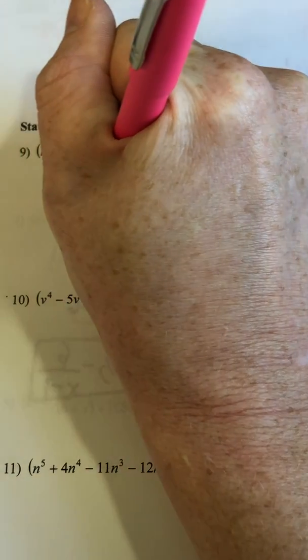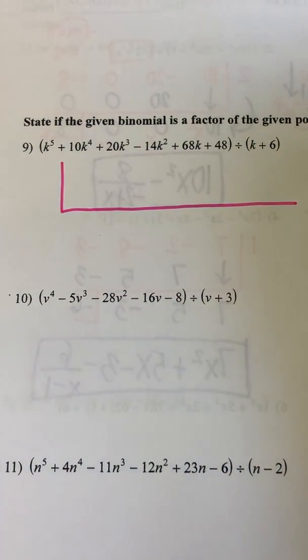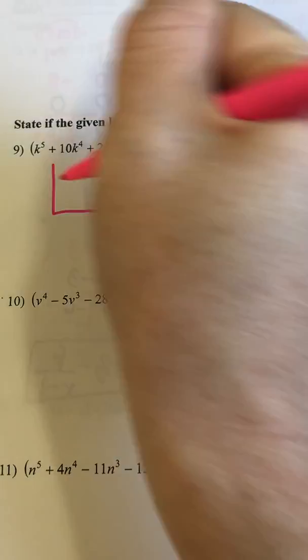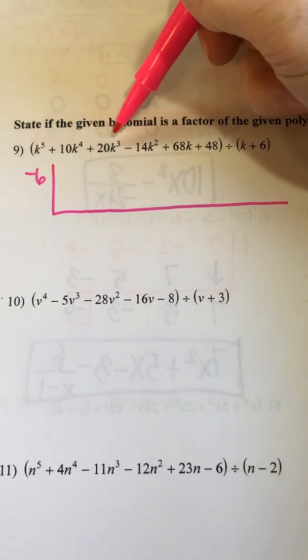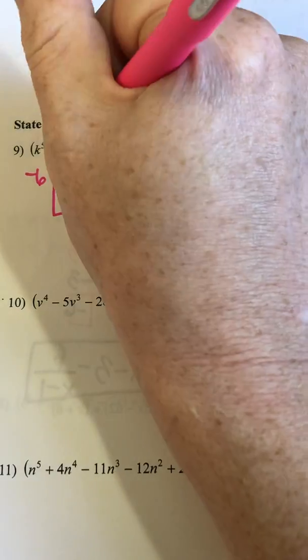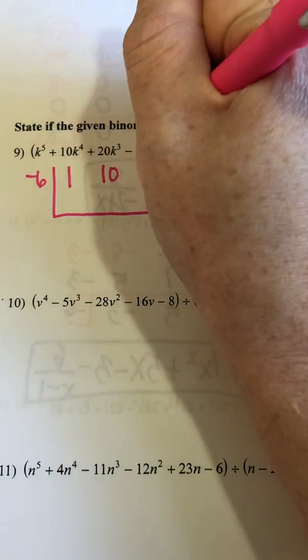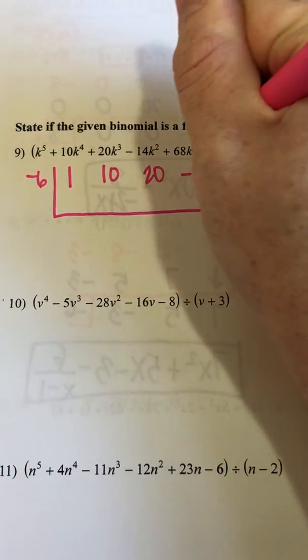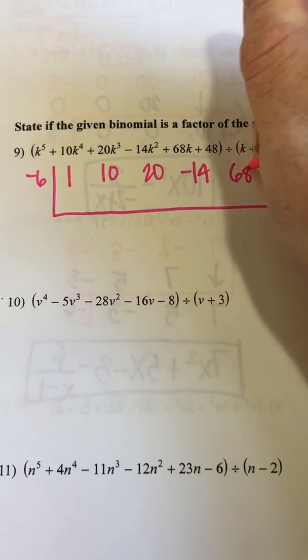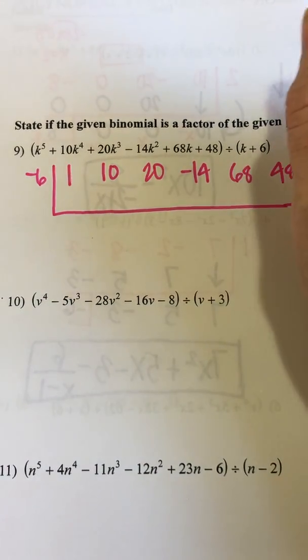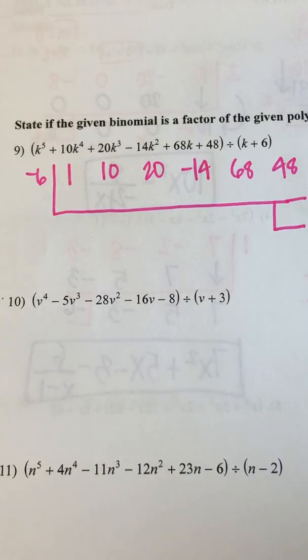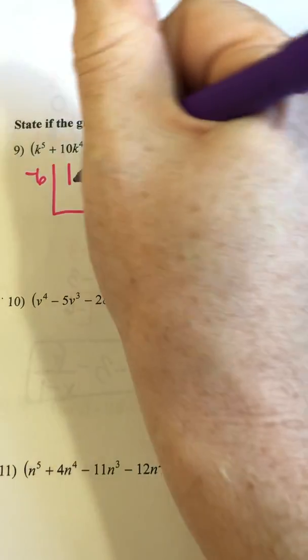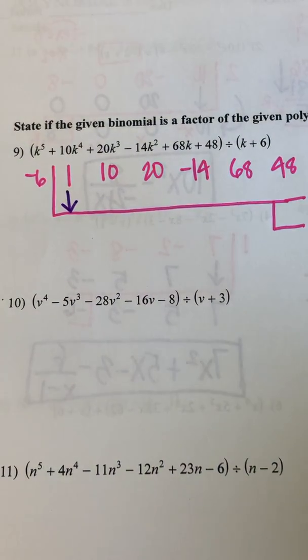So, let's set this up. What number will go on the outside? Negative 6. Checking my powers. 5, 4, 3, 2, 1, 0. Nothing is missing. So I'm going to write down my coefficients. And I'm going to put my little box down there at the end. What do I hope to have? 0 remainder, okay? I'm telling you, we like 0 remainders in Algebra 2.